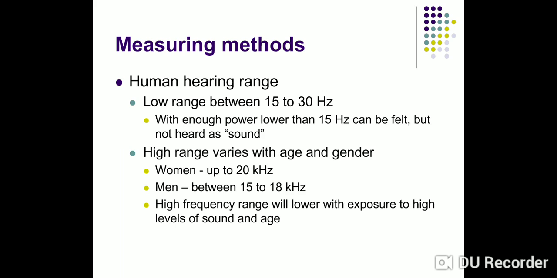The measuring methods according to the human hearing range: the low range is between 15 to 30 hertz, with enough power. Frequencies lower than 15 hertz can be felt but not heard as sound. Another one is the high range, which varies with age and gender, such as women's up to 20 kilohertz, for men between 15 to 18 kilohertz. Therefore, the high frequency range will lower with exposure to high levels of sound and age. Therefore, this method depends upon the range of frequency.